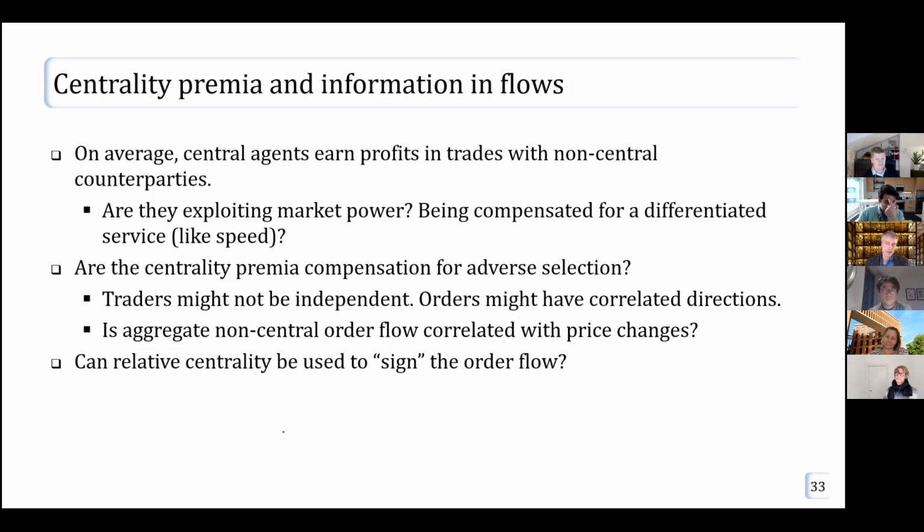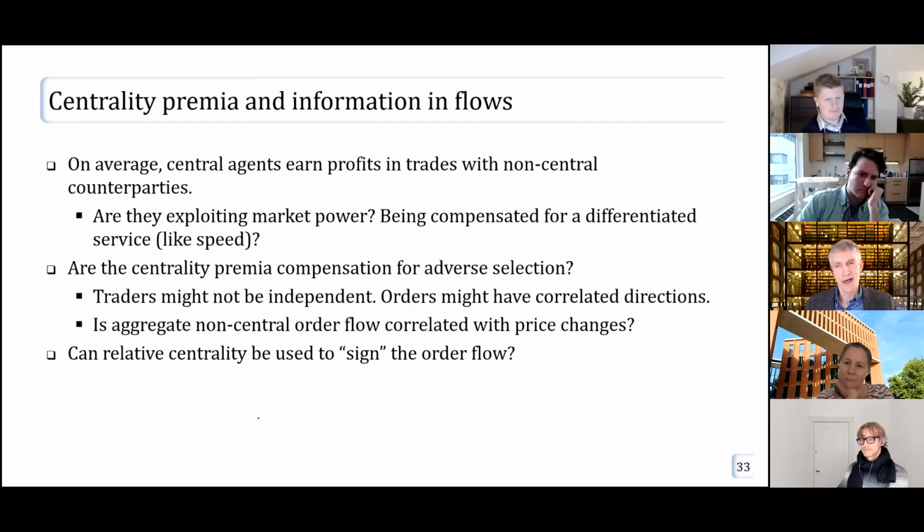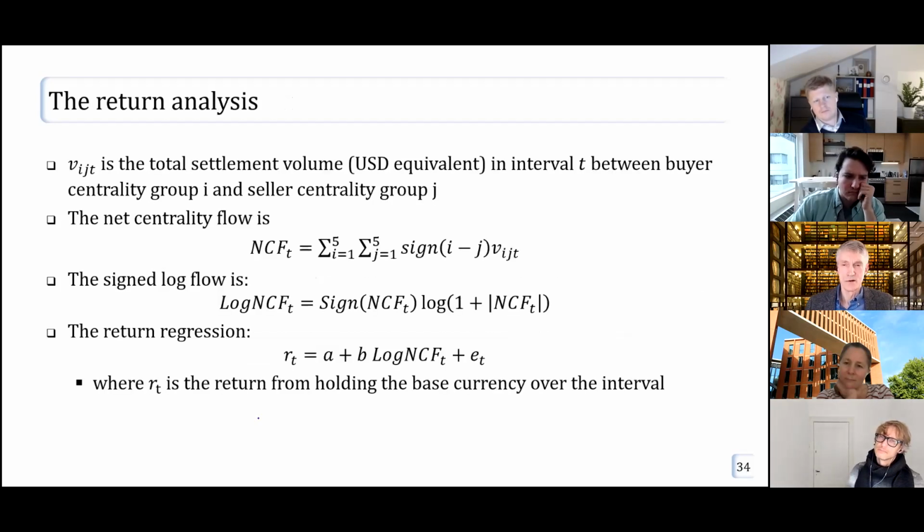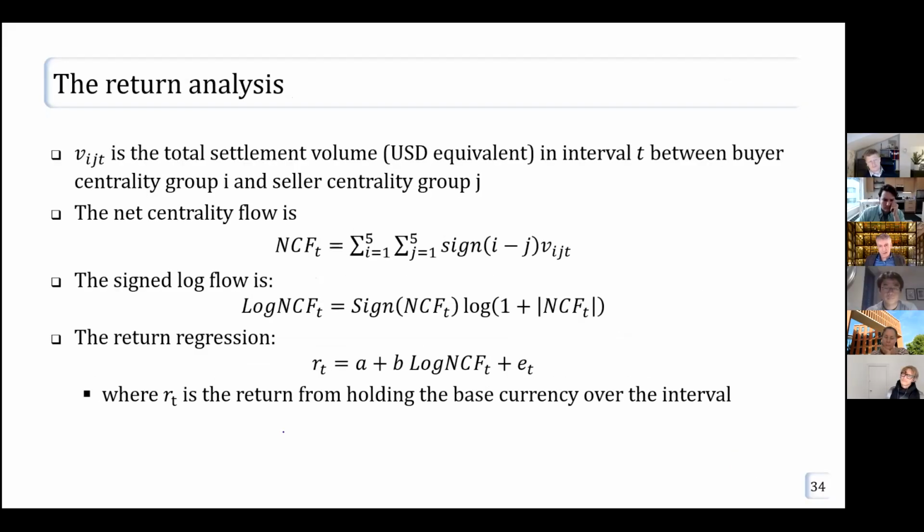So incoming traders might not be independent. Orders might have a systematic component that affects the prices. We don't have a maker-taker distinction in this market, but it might make sense to ask if relative centrality could be used in a similar way to sign the order flow. And we construct a signed order flow measure based on relative centrality of the two participants and look at how that is correlated with contemporaneous returns.